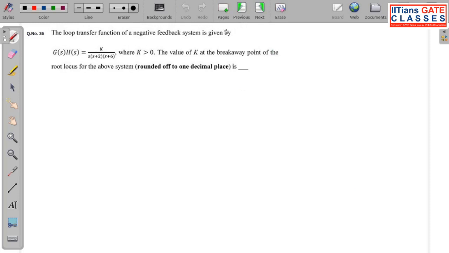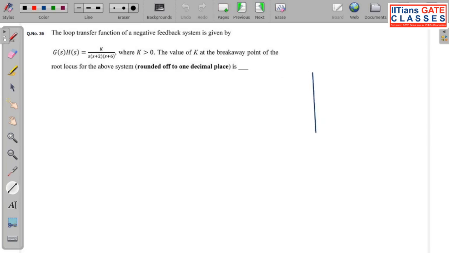Now look, what is the next question? Here they have asked: the loop transfer function of a negative feedback system is given by this transfer function, where k is greater than or equal to 0. The value of k at the breakaway point of the root locus for the above system. So they have asked what is the value of k at the breakaway point.